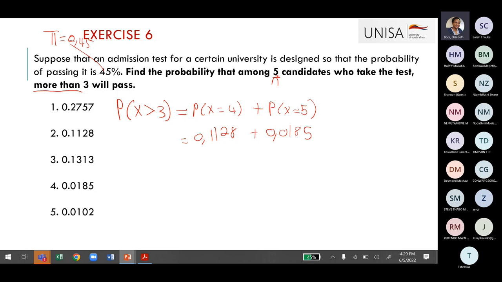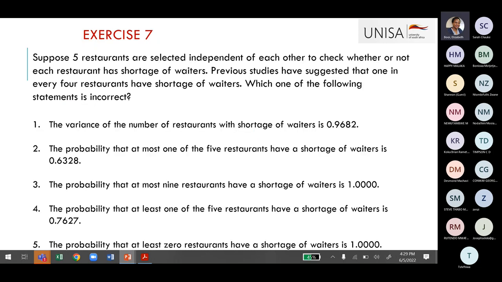0.185. And the answer is 0.1313, which is option three. We are left with 1 minute. There are more questions that I have on the notes that you can also go through on your own.